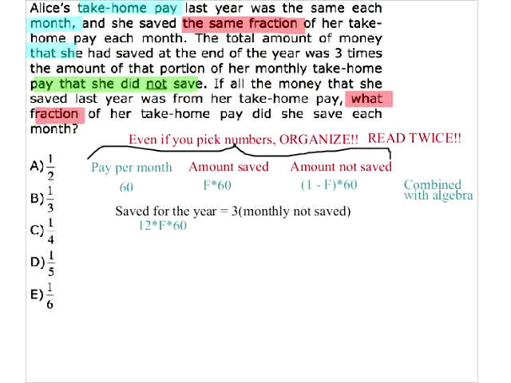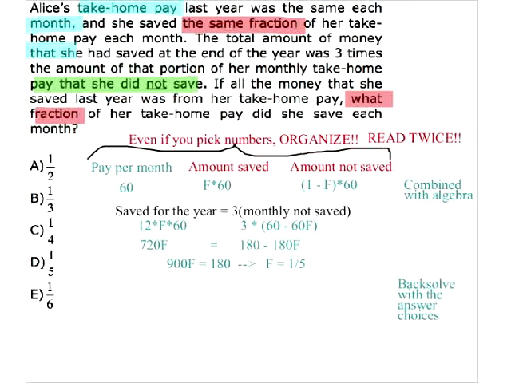That equals 3 times monthly not saved, so that's 60 minus 60F, times 3, so that's 180 minus 180F. If you solve that, you get 900F is 180, so F is 1/5. That's an algebra solution, or you can do it with all numbers. You can back solve with the answer choices. And even if you do this again, it doesn't matter.